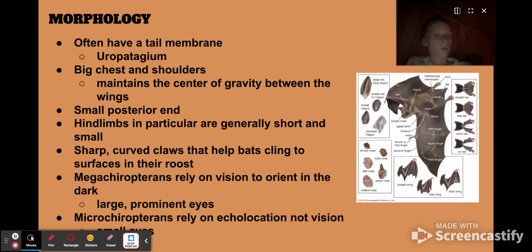They also have sharp curved claws that help them cling to the surfaces of whatever they're roosting on. And Megachiropterans usually rely on vision to orient in the dark, so they have bigger eyes compared to Microchiropterans, which rely on echolocation and not as much vision, so they have smaller eyes.